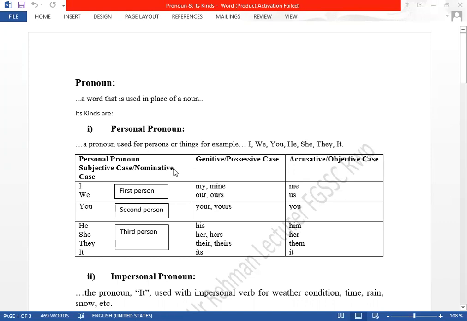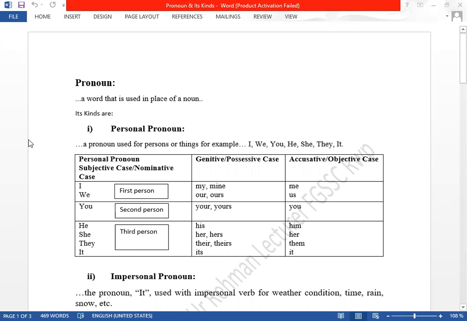The very first kind of a pronoun is personal pronoun. A pronoun used for persons or things, for example, I, we, you, he, she, they, it. They are called personal pronouns. And personal pronouns have three forms. We should say that they have three cases.